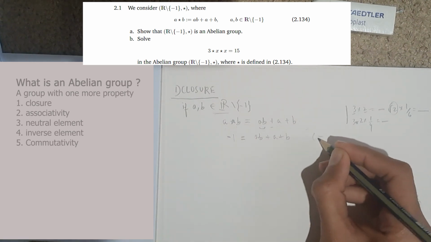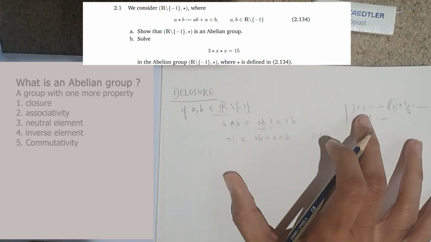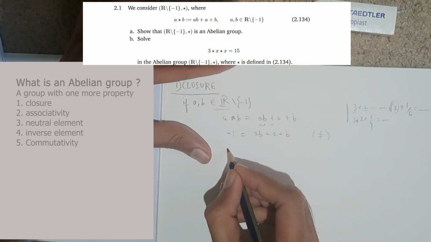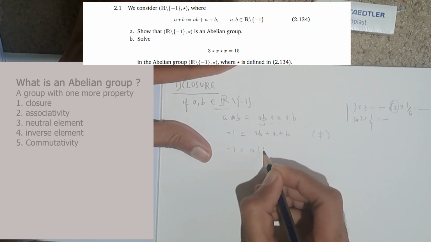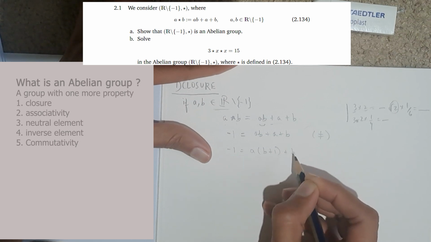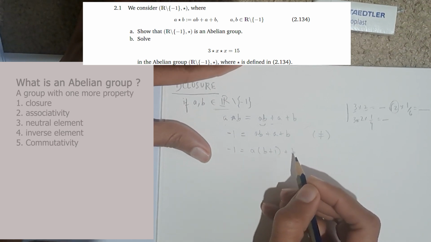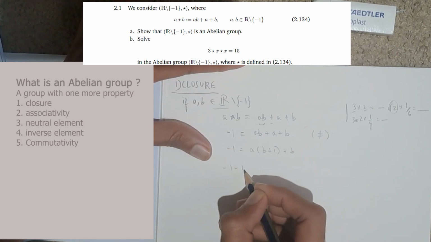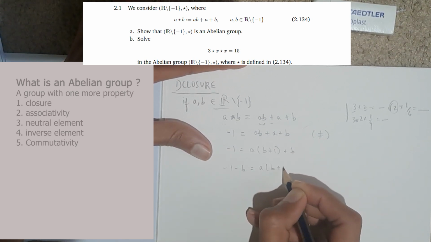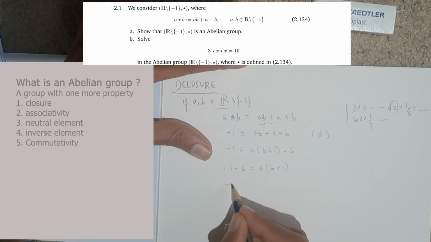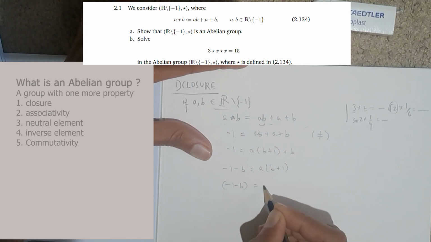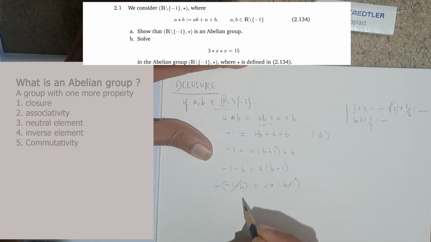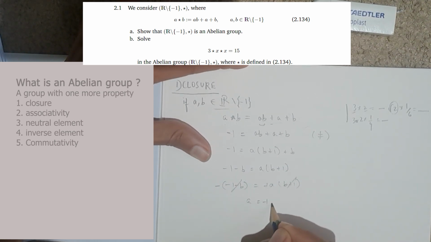I must prove that this is not equal, but I'll start like this so that I can prove by contradiction. If I do this, I can go minus 1 is equal to AB plus A plus B. I can take this here, minus 1 minus B is AB plus A. This is minus 1 minus B minus A, B plus 1. Clearly, this cancels this. A is minus 1.